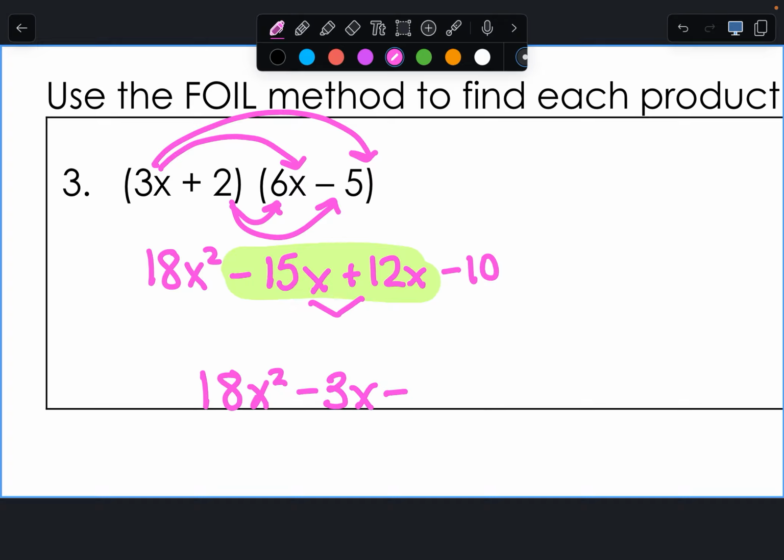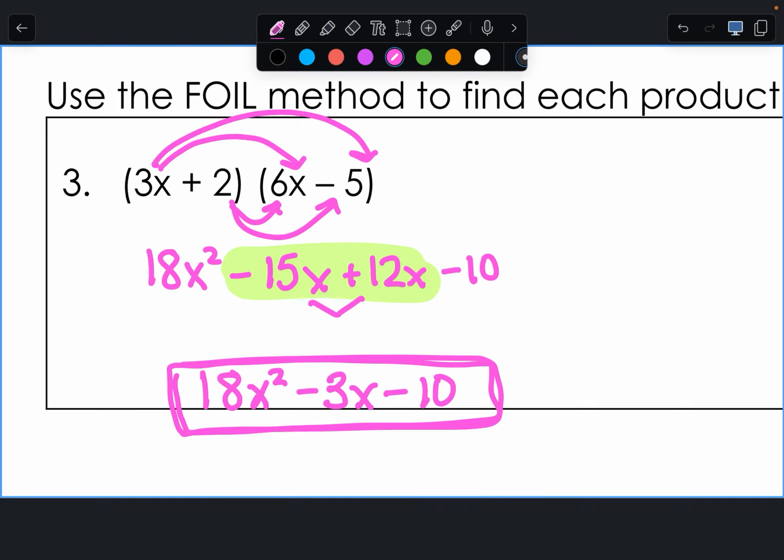negative 3x minus 10. I'm going to make a slight change to the last example, so please do not move on. Oh, yes, ma'am. I kind of already Like I said, please don't move on. remember.